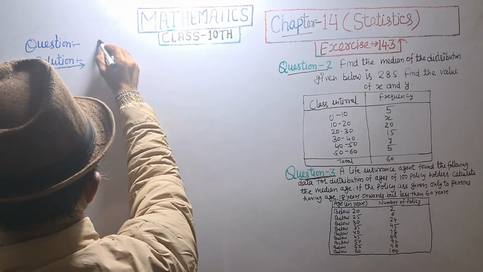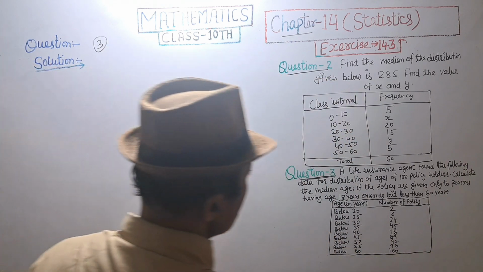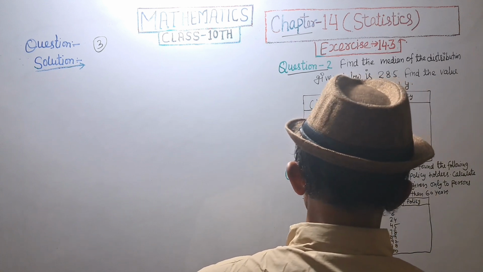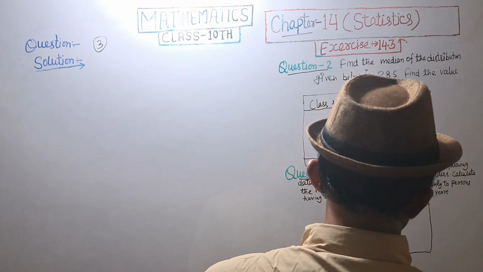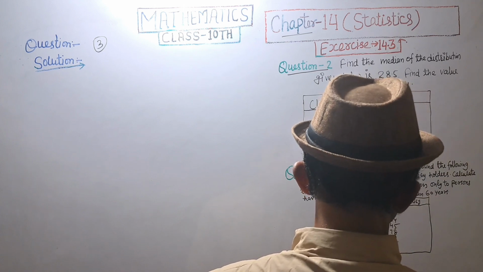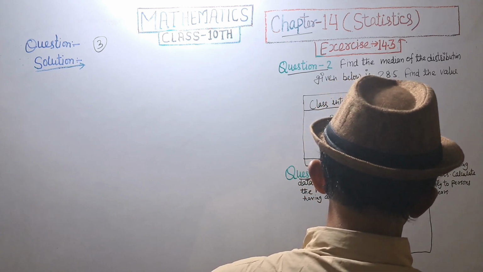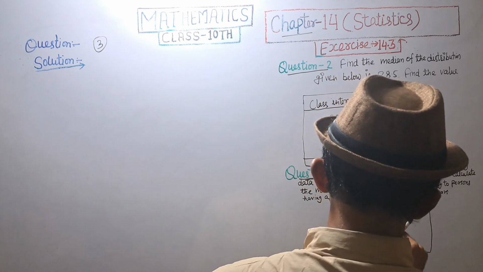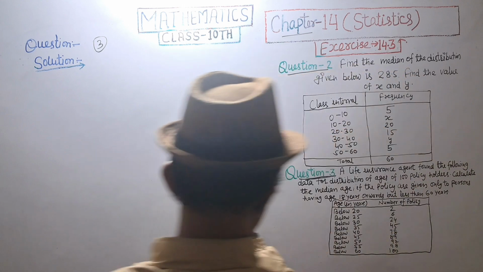Question number 3. A life insurance agent found the following data for the distribution of ages of 100 policy holders. Calculate the median age if the policies are given only to persons having age 18 years onwards but less than 60 years.